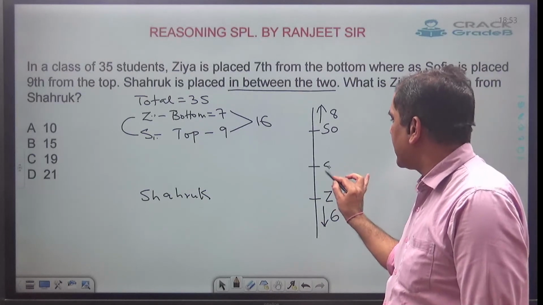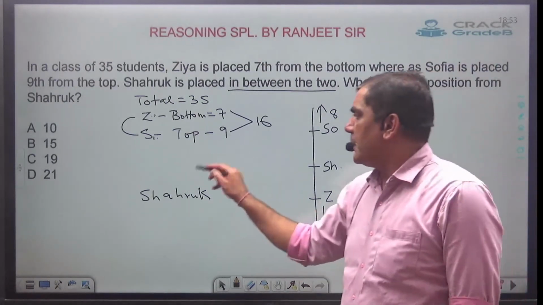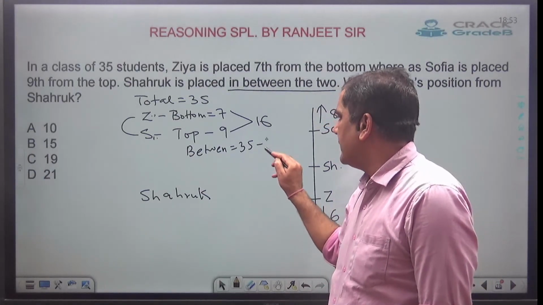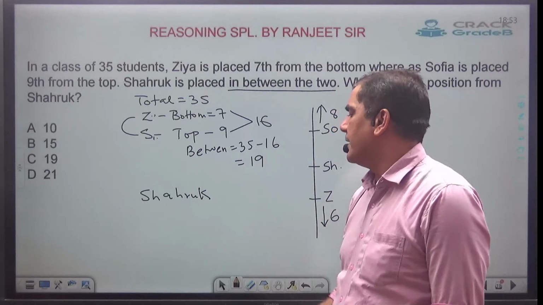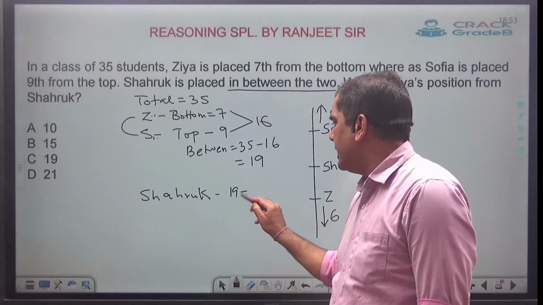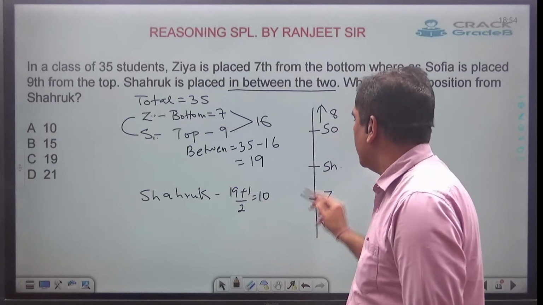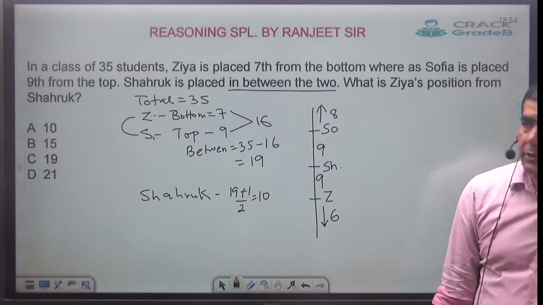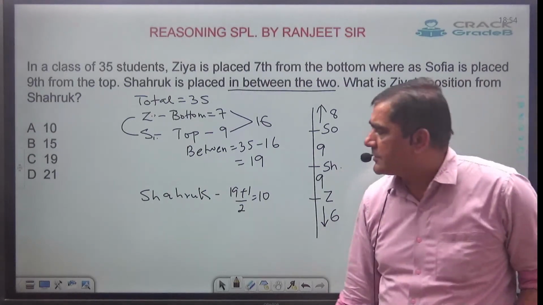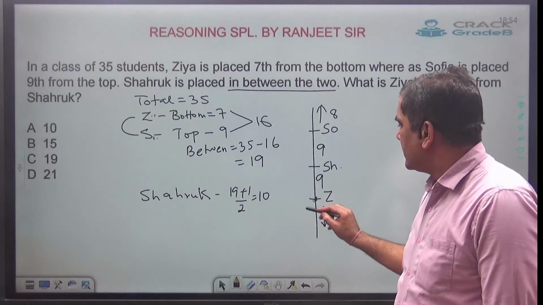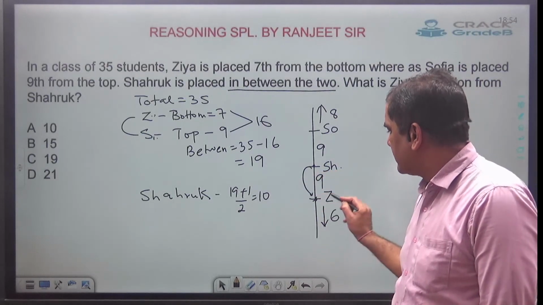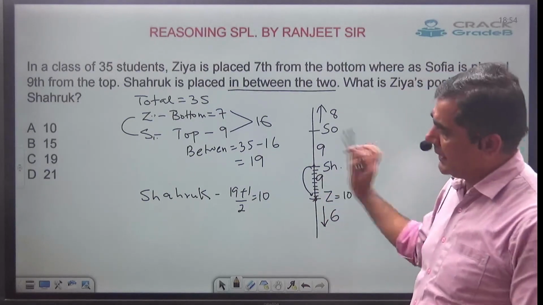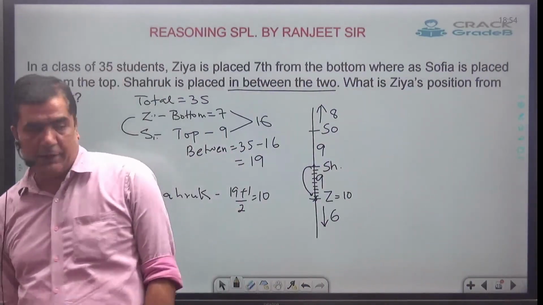Saruk is placed exactly in between. So now let's calculate. In between, case number 1 means 35 minus 16 comes out to be 19. So Saruk's position will be 19 plus 1 upon 2, which is 10. So this will be 9 and this will be 9. Now they are asking, what is Zia's position from Saruk? In between Saruk and Zia we have got 9, so Zia must be 10. So the answer is 10, option A.